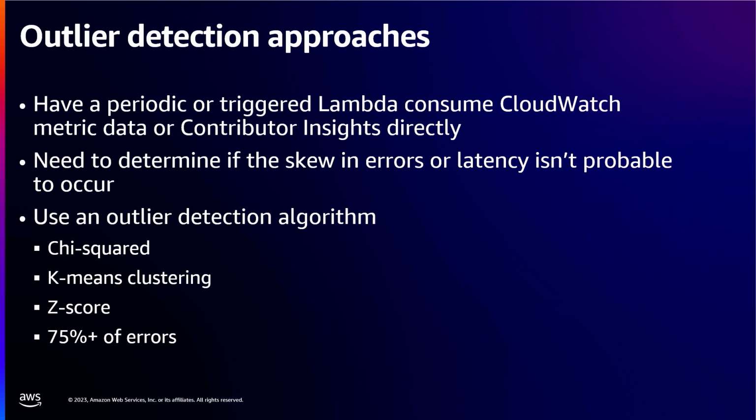And so like I said, we can have a periodic or triggered Lambda consume CloudWatch metric data or Contributor Insights data directly. We want to determine if the skew, right, isn't probable to occur. And there are lots of different outlier detection algorithms. You can use chi-squared, k-means clustering, z-score, which looks at standard deviation, or you can just use a static number, like 75% of the errors. Right? Lots of different options to be able to determine if something is out of balance.